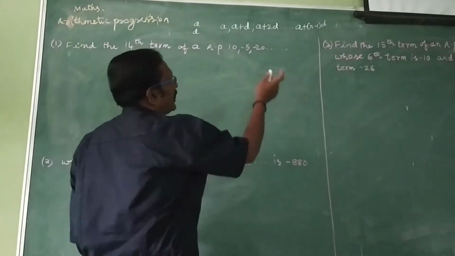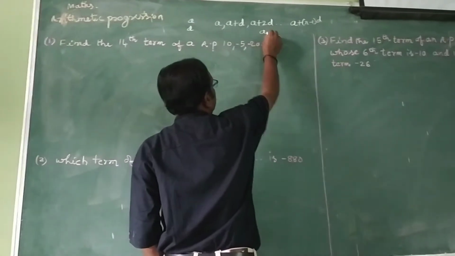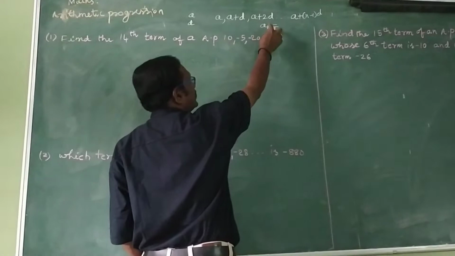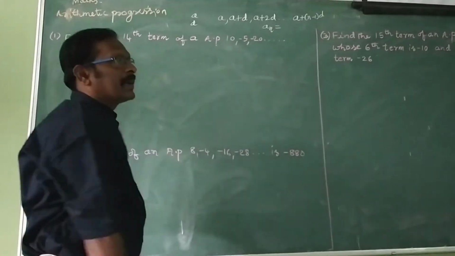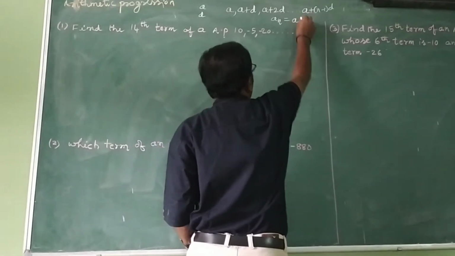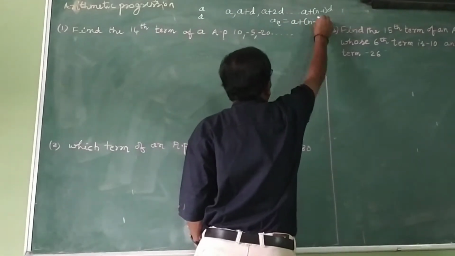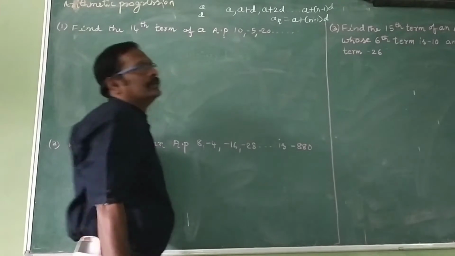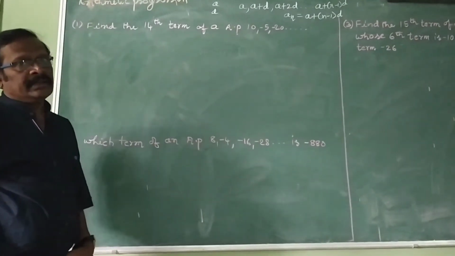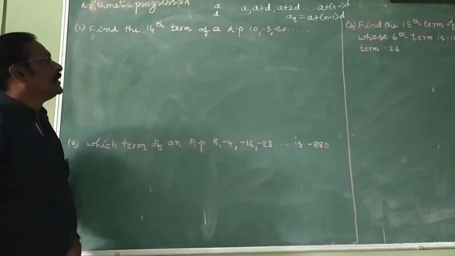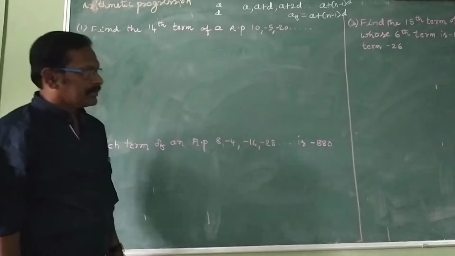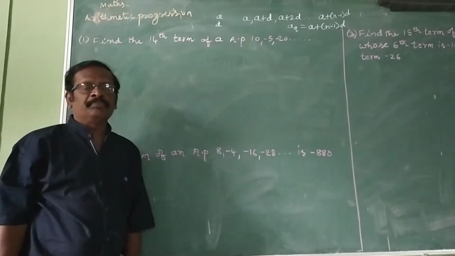What will be the nth term? The nth term is represented by an. Whenever term comes, use an. an is equal to a plus n minus 1 into d. You know, small a is the first term, and d is the common difference. Now, using this, we shall try to solve some of the problems today.